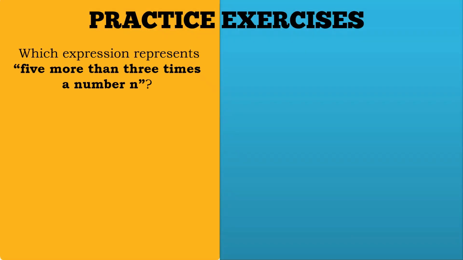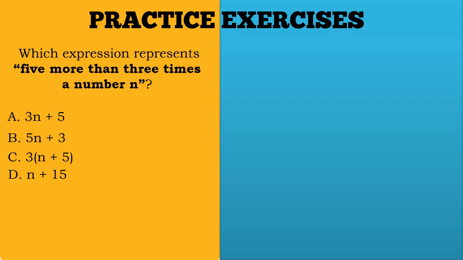Which expression represents 5 more than 3 times a number n? A. 3n plus 5. B. 5n plus 3. C. 3 times the quantity n plus 5. Or D. n plus 15. What do you think the answer?